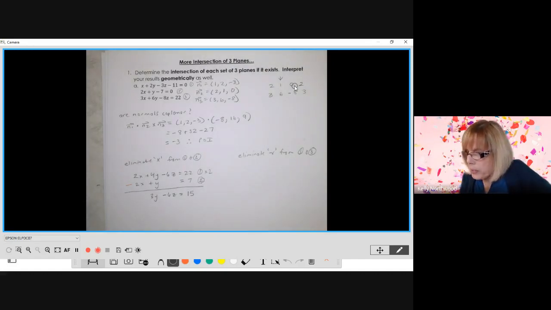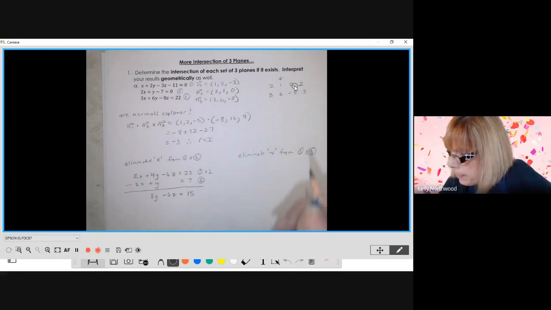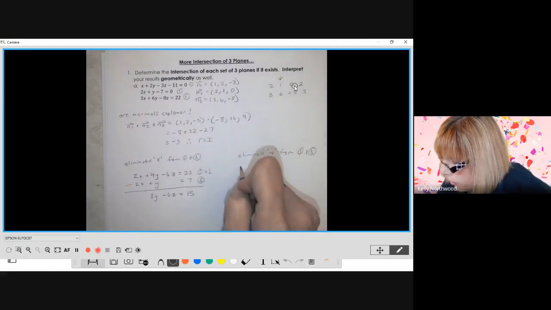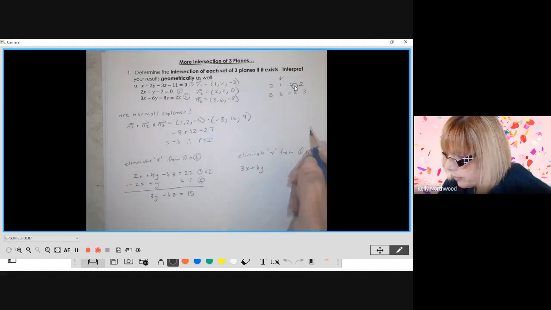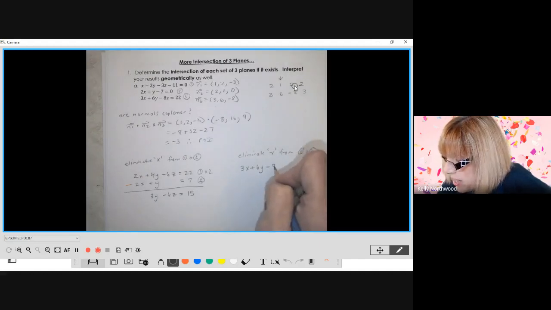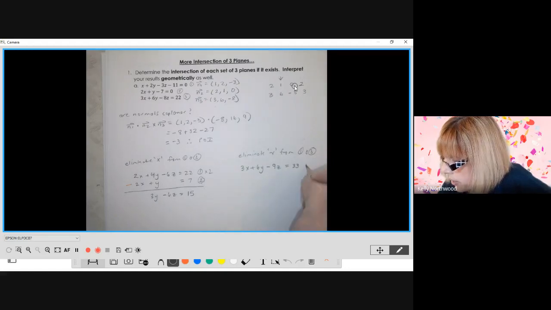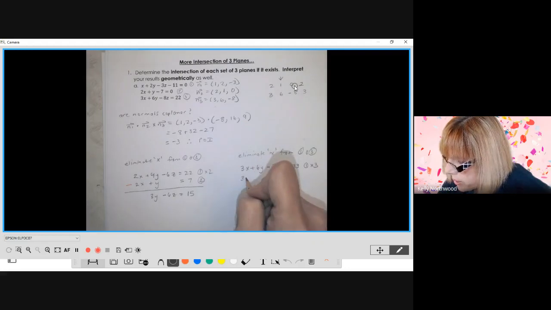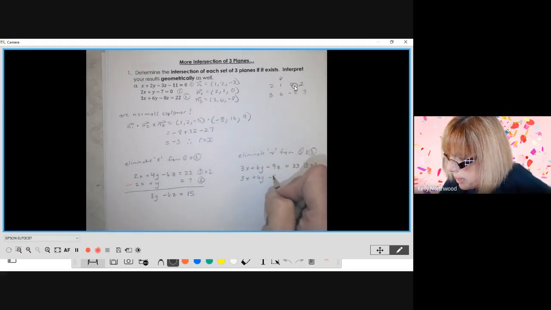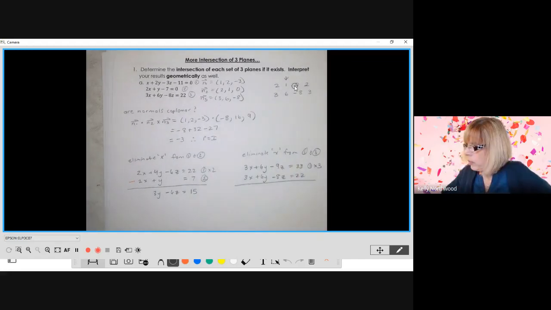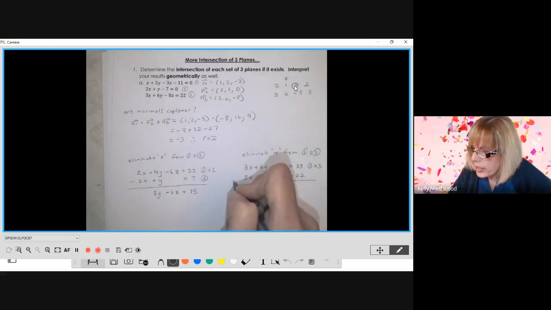That means I would have to multiply equation 1 by 3 this time. So 3x plus 6y minus 9z equals 33. So that's equation 1 multiplied by 3. And equation 3 is 3x plus 6y minus 8z equals 22. We're eliminating x, so we'll subtract.